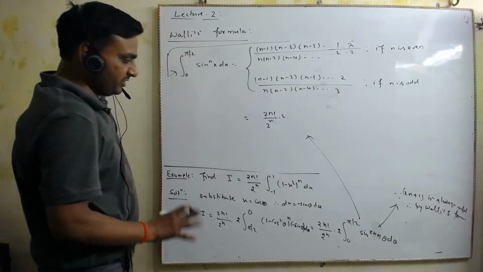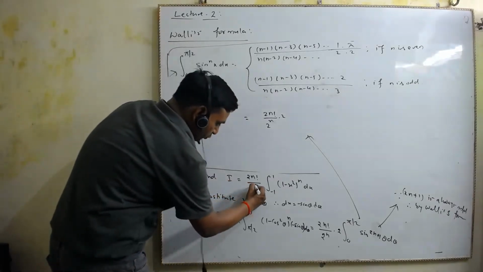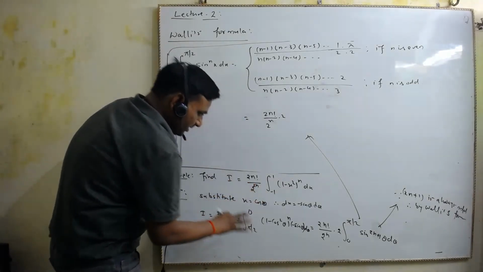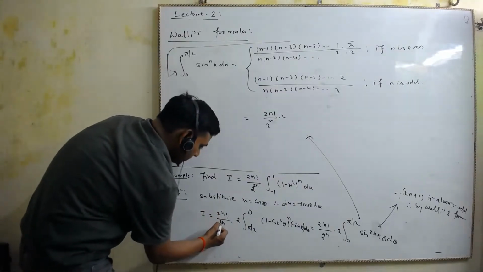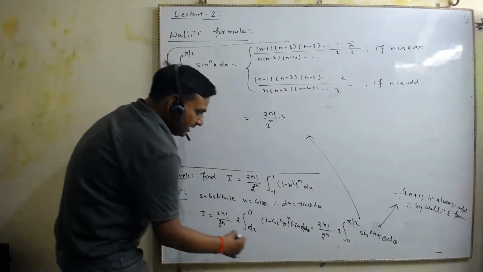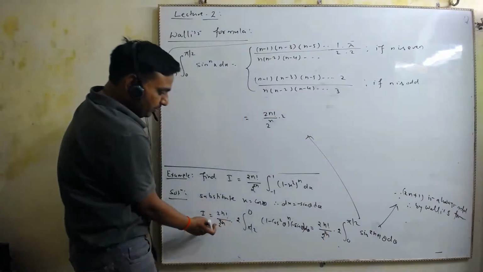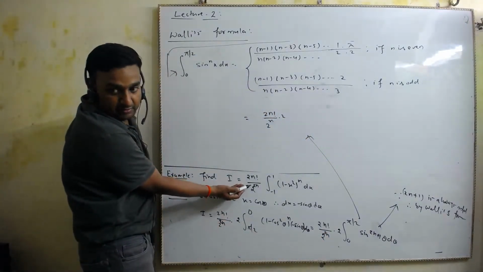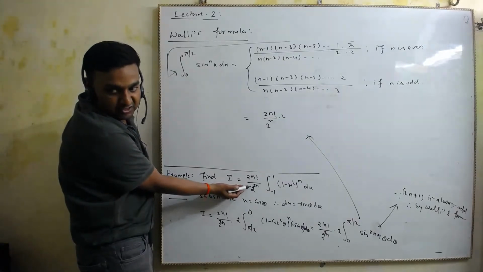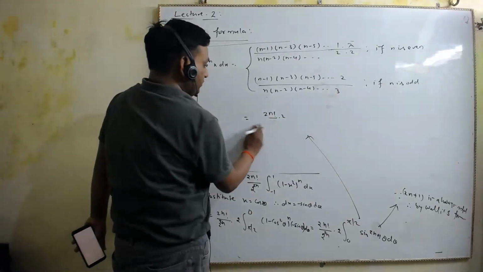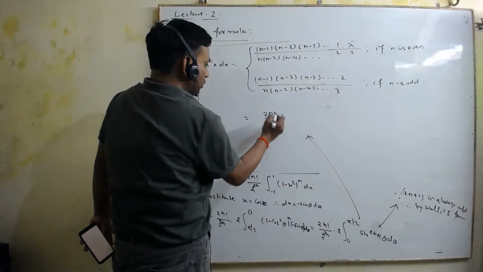Actually, in the problem they are taking 2 raised to the power 2n. Please edit that. Otherwise the number will not look as beautiful. So please edit this expression, everyone. 2 raised to the power 2n was given in the expression. So this is 2 raised to the power 2n into 2.